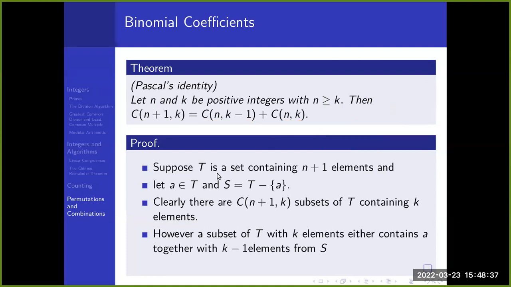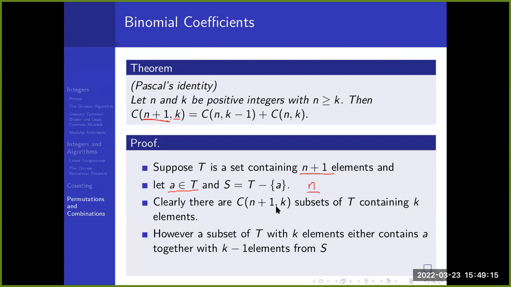So here, suppose T is a set containing n plus 1 elements. So we pick one element A from T and we create a new set S by removing A from that set T. So now this new set S will have n elements, right? The aim is to find the number of K combinations from a set with n plus 1 elements.